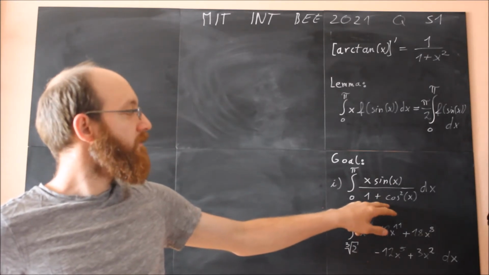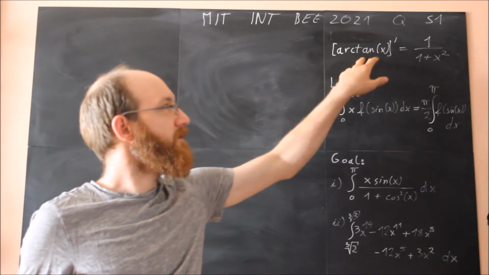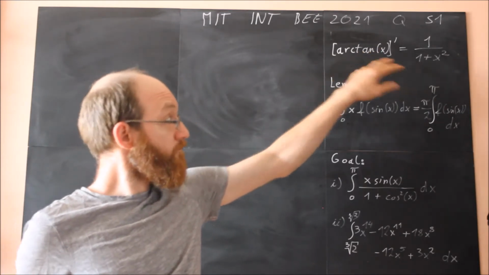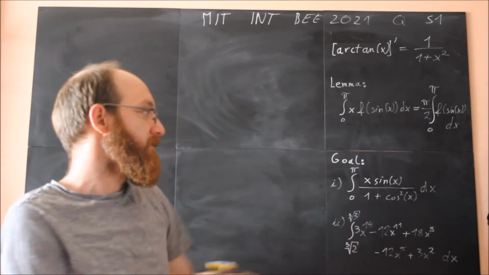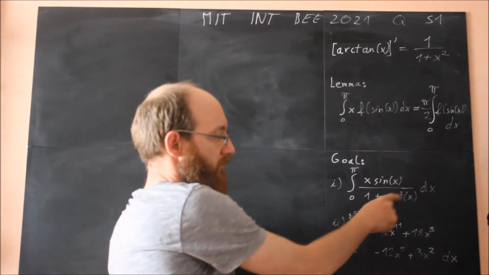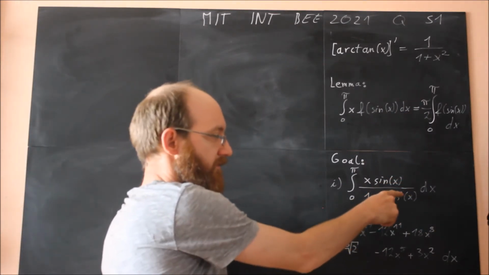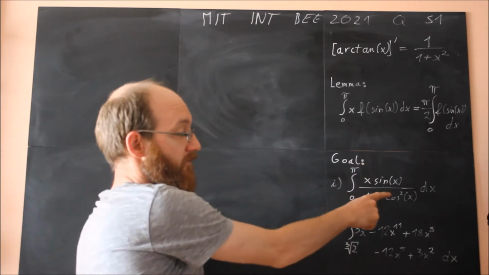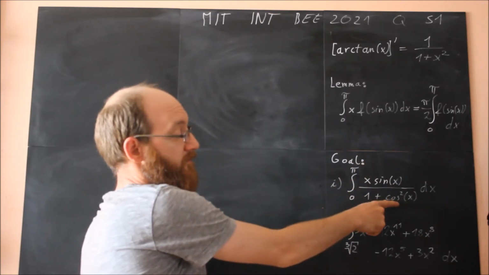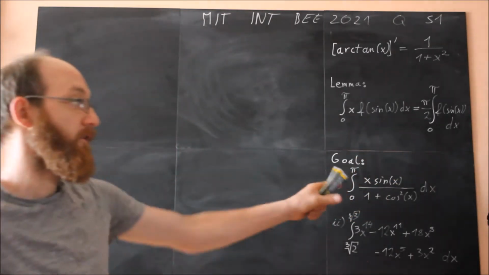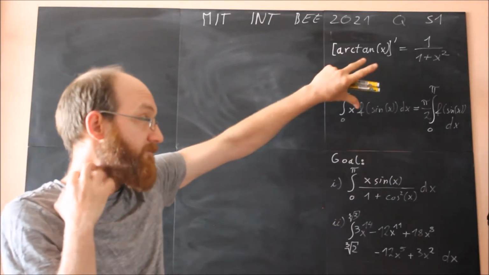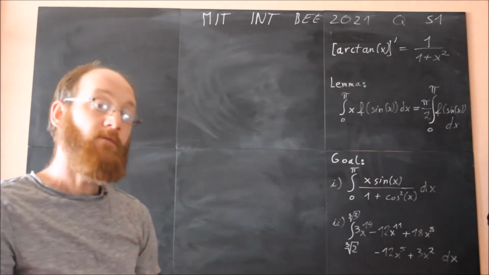And I want to recall the derivative of the arctangent, 1 over 1 plus x squared, and we see here 1 over 1 plus something squared, and also the derivative of the cosine is minus sine, so there is some chain rule going on. So this will lead us to the goal.